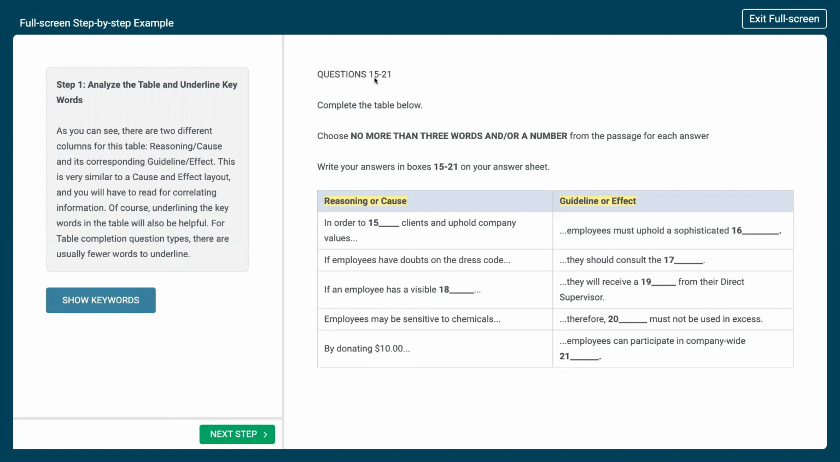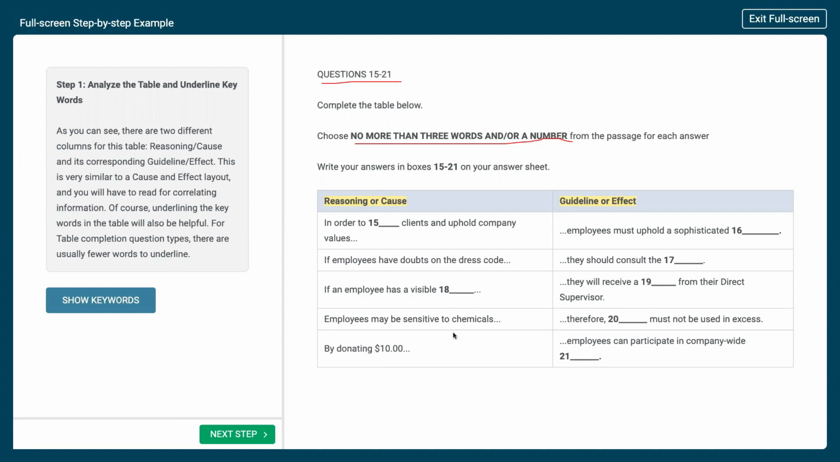So first off, I just want to show you that we'll be working with questions 15 through 21 today. We have our table here, and our instructions are the infamous no more than 3 words and or a number from the passage. So our options could be 1 word, 2 words, but nothing more than 3 words and or a number. All right, so we have reasoning and cause, guideline, or effect.